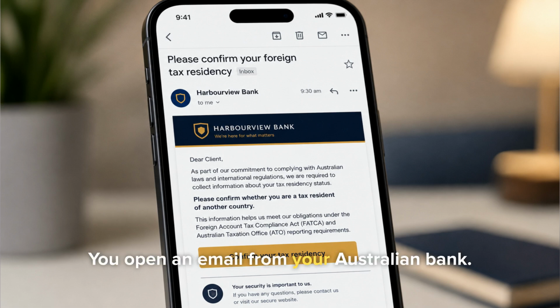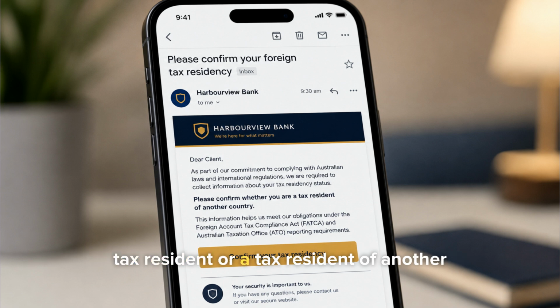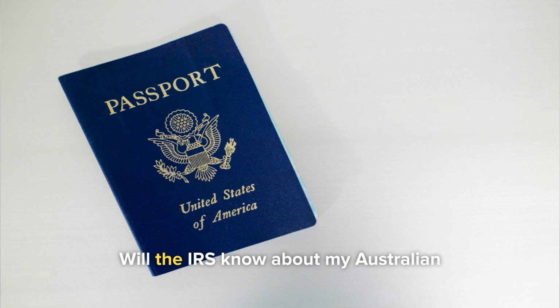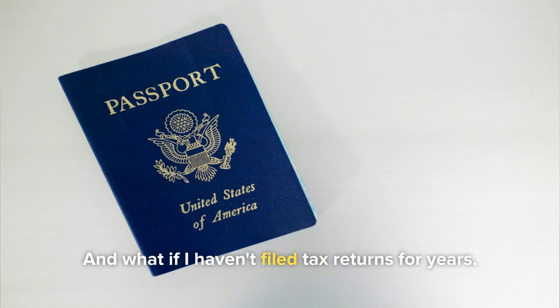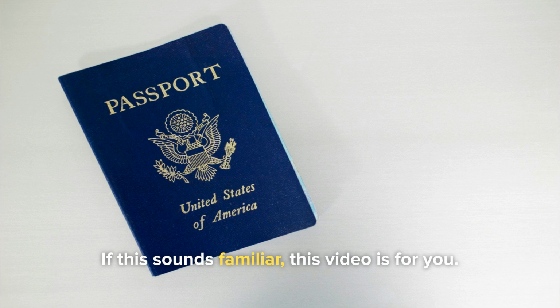You open an email from your Australian bank. It's asking whether you are a US citizen, a US tax resident, or a tax resident of another country. And suddenly, your mind starts racing. Why are they asking this? Is my bank reporting me to the IRS? Will the IRS know about my Australian accounts? And what if I haven't filed tax returns for years? If this sounds familiar, this video is for you.